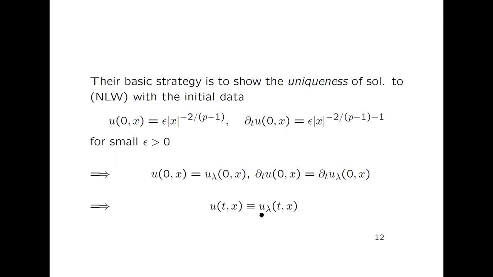Anyway, their basic strategy to show the existence of the self-similar solution is to show the uniqueness of the solution to nonlinear wave equation, NLW, with the initial data of these two special types. Once we show the uniqueness of the solution of NLW with these two special initial data, then because U and U sub lambda also satisfy this initial data, that means because of the uniqueness, the corresponding solution also must be the same.